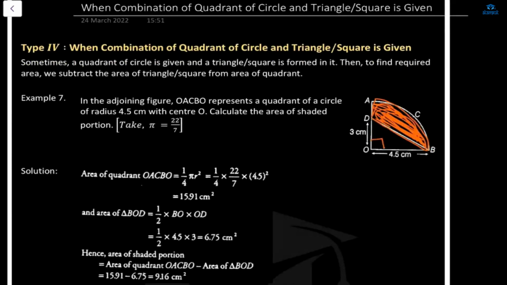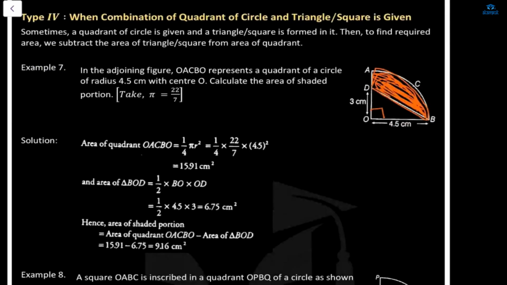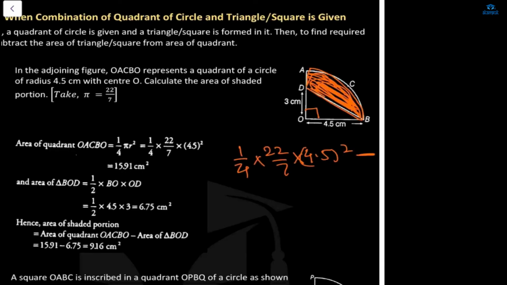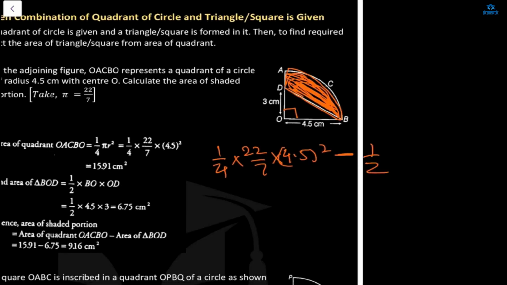So area of the quadrant will be what? 1 by 4 into pi r square, 4.5 square. Now subtracting the area of the triangle, that is half base into height. After calculating you'll get the area of your shaded portion. Understood? I'm not doing the calculation, I've just written it.